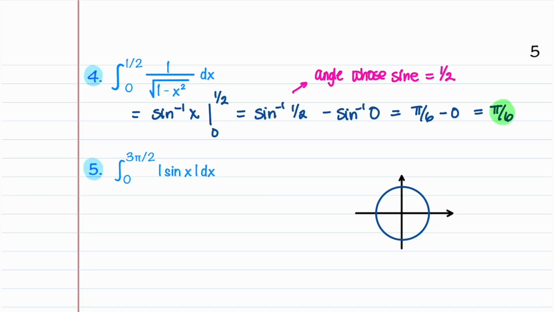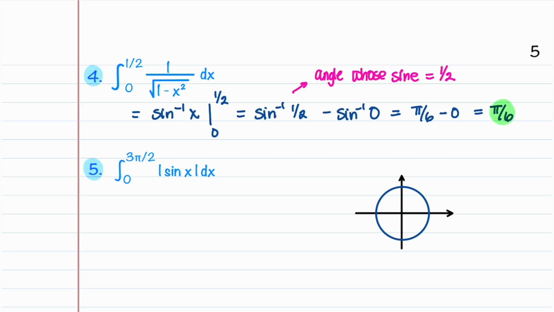Now let's look at example 5. We are integrating the absolute value of sine x. What we have to do for this problem is break up the integral into where sine is positive and where sine is negative. Over here on the right, I have drawn the unit circle, and we have to think about sine.